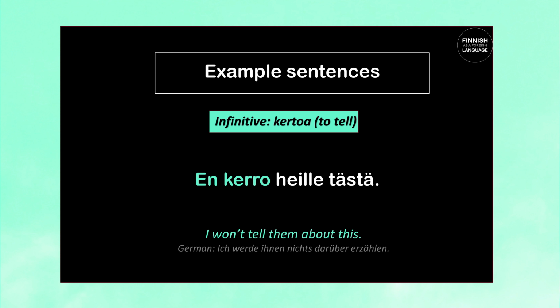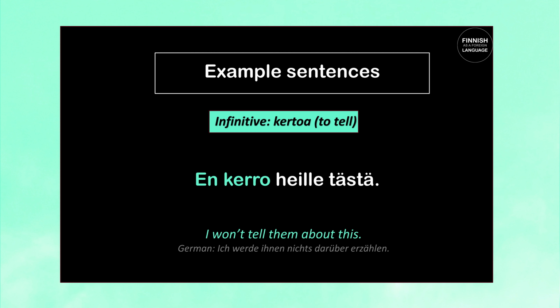Next one. En kerro heille tästä means I won't tell them about this or I don't tell them about this. So, en kerro is the first person singular negative present tense of the verb kertoa, which means to tell. Then we have heille, which can be translated as to them. With heille, we indicate the recipient of an action. So as in our example here, I won't tell them about this. Heille is the elative plural of he. And then we have tästä, which can be translated as about this. It's the elative case of tämä, which means this.